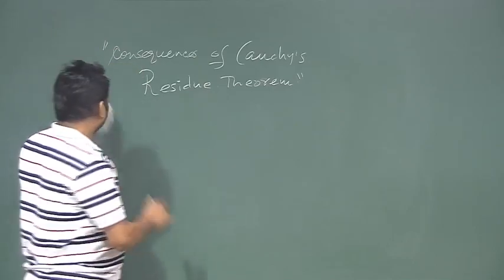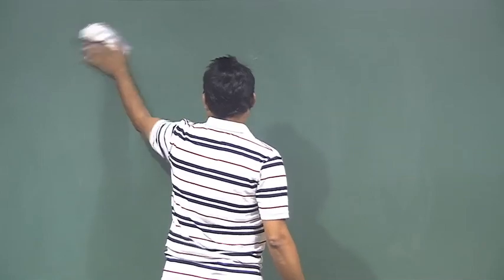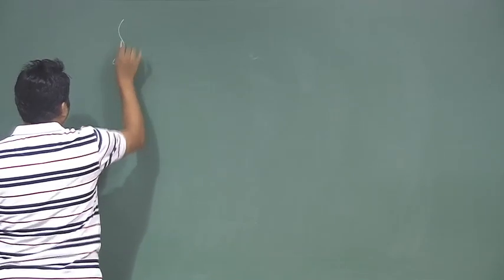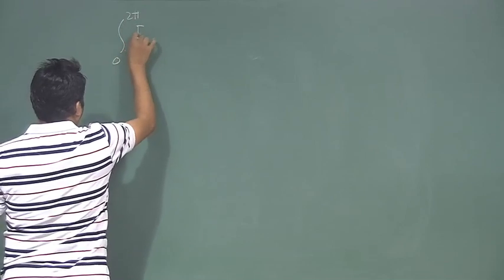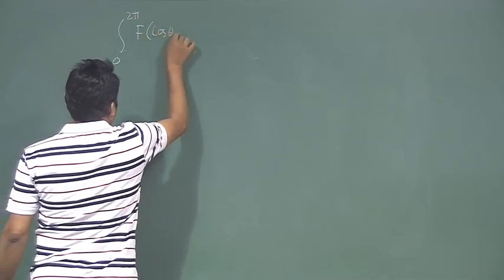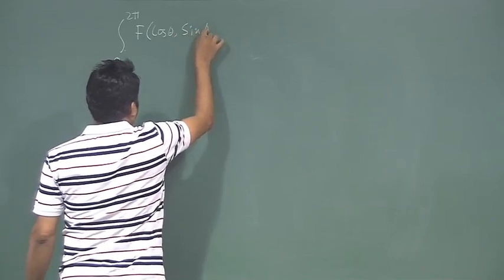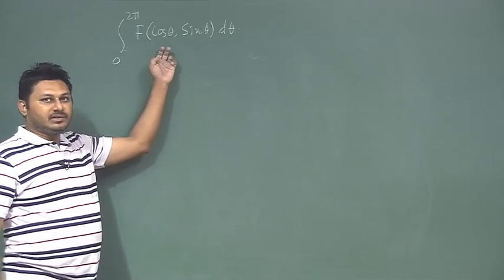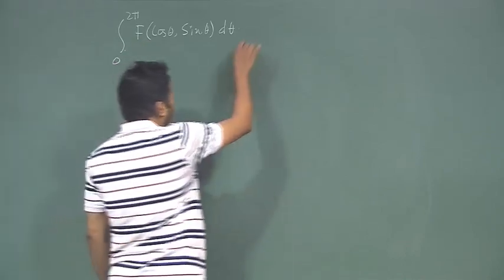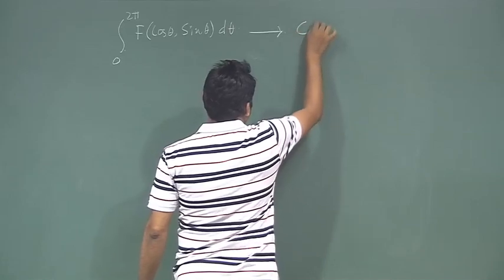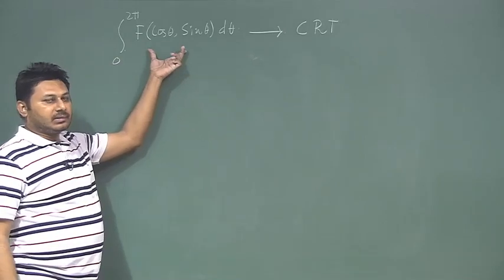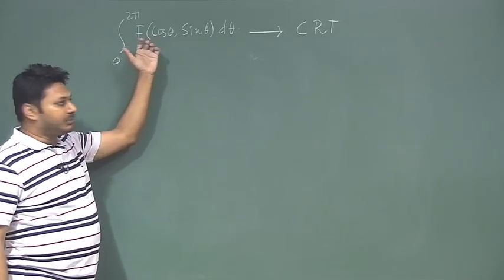Let me write what we are trying to do. If we have some function in this form, say from 0 to 2 pi of a function of cos theta and sin theta, that means a trigonometric function, we can evaluate this integration and use Cauchy's residue theorem to find the value of this, if the functional form is given like this, purely trigonometric.